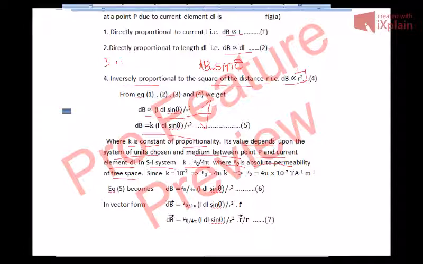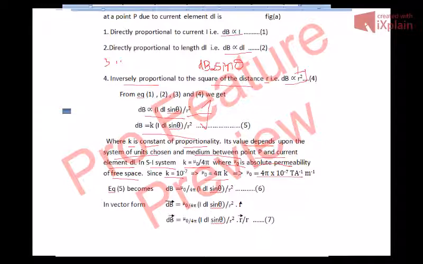In SI system, k is equal to mu naught upon 4 pi, where mu naught is the absolute permeability of free space. The value of k is 10 raised to power minus 7. Mu naught is equal to 4 pi times k. This implies mu naught is equal to 4 pi into 10 raised to power minus 7, so it is Tesla meter per ampere.